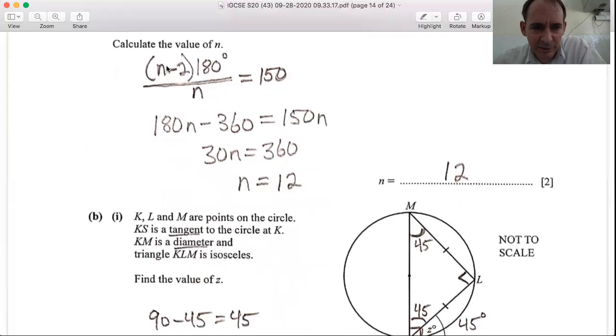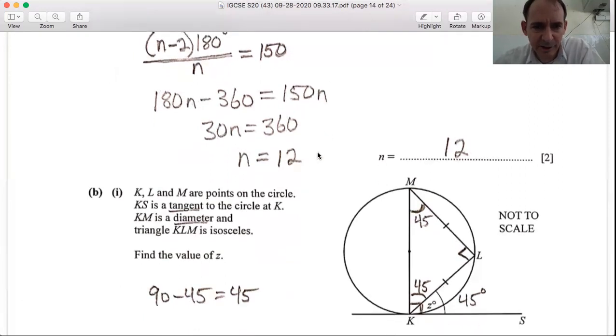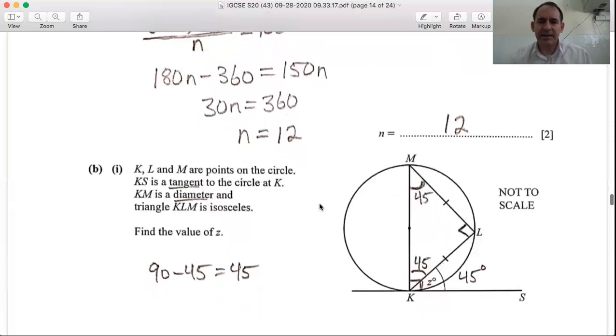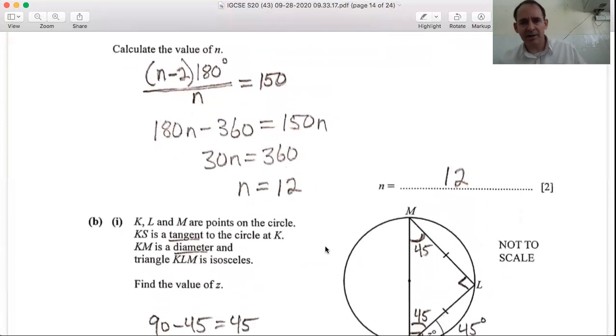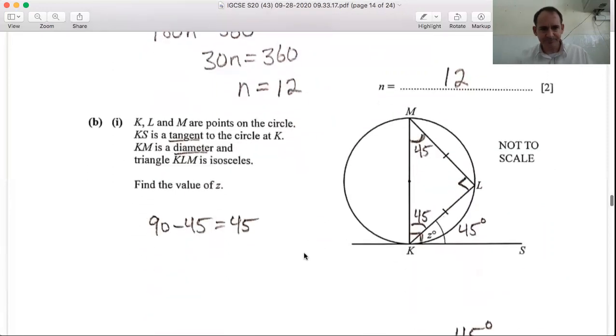Multiply n to the other side to get rid of the fraction. Distribute the 180 through the parentheses, which gives you 180n minus 360 equals 150n, because we multiplied this n over here. Now just combine like terms, subtract the 150n and add the 360 to the other side. So 180 minus 150 is 30. Divide both sides by 30. So that means n equals 12. It is a 12-sided polygon where one of the angles is 150 degrees.